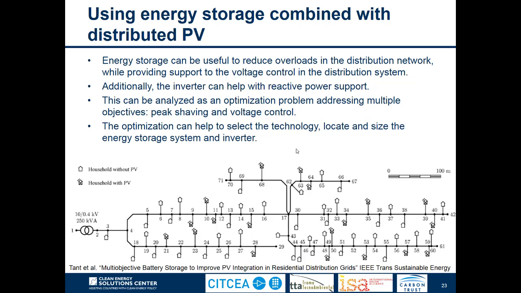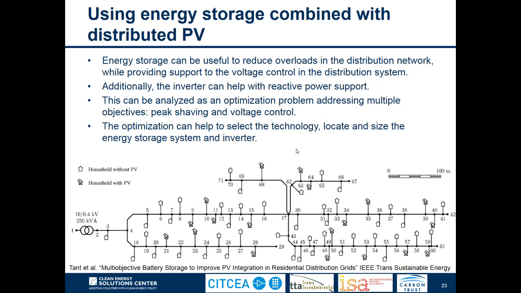All this can be analyzed as an optimization problem addressing multiple objectives. Basically, the two key objectives here are peak shaving, which could also be described as the reduction of the loading, and voltage control. Also, we will see that optimizing peak shaving normally will not be the same as optimizing voltage control, so we have multiple objectives which need to be addressed. The optimization can help to select the technology, and locate and size the energy storage system and the inverter.